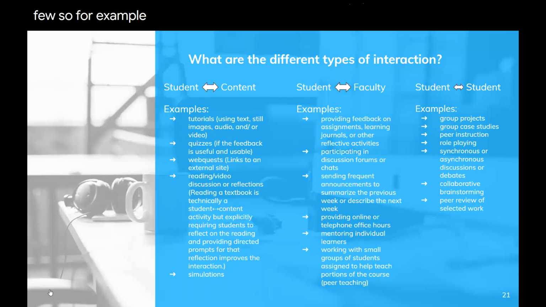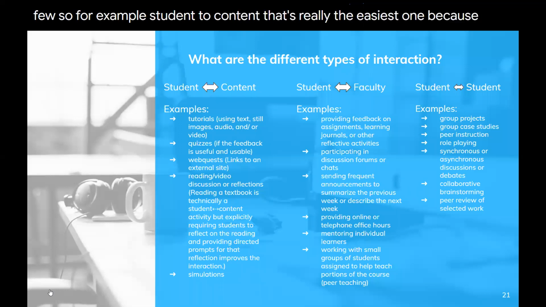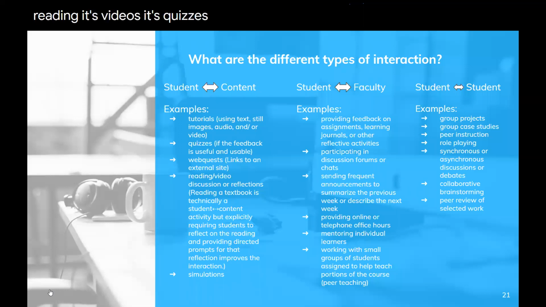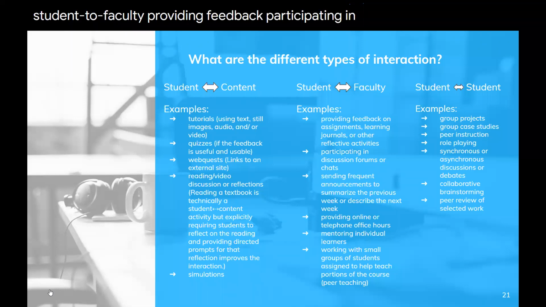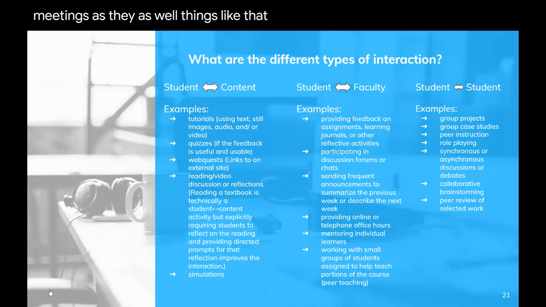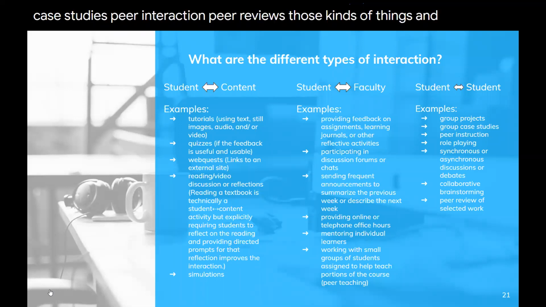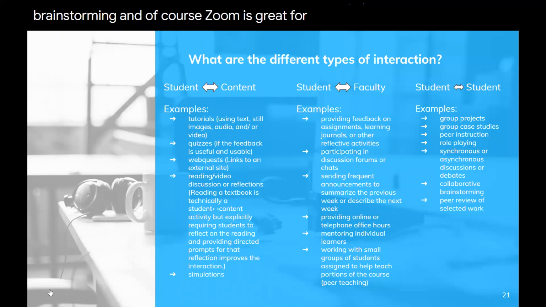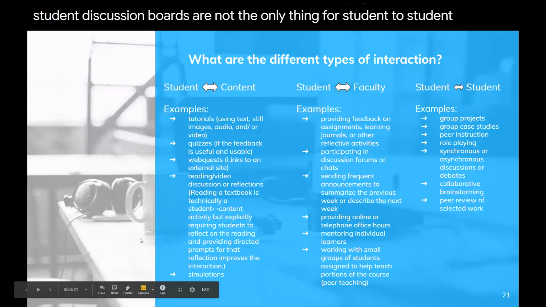So for example, student to content, that's really the easiest one because it's reading, it's videos, it's quizzes, it's tutorials, all that kind of stuff, it's simulations. Student to faculty, providing feedback, participating in discussions, online meetings, things like that. And student to student, group projects, case studies, peer interaction, peer reviews, those kinds of things, and brainstorming. And of course, Zoom is great for breakout rooms for student to student. Discussion boards are not the only thing for student to student interaction.